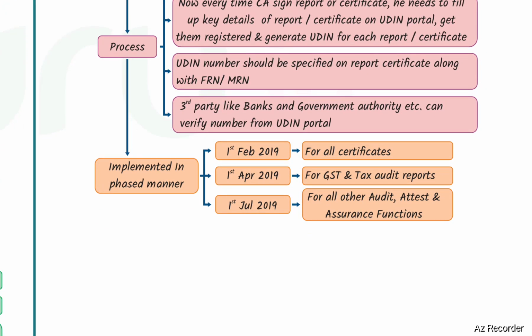Implemented in a phased manner. From 1st February 2019 for all certificates, from 1st April 2019 for GST and tax audit reports, from 1st July 2019 for all other audits, attest and assurance functions.